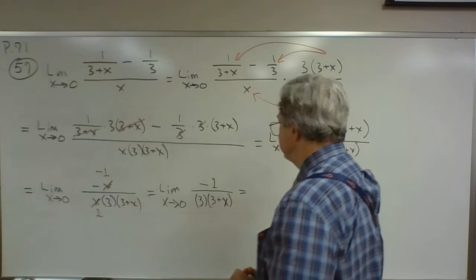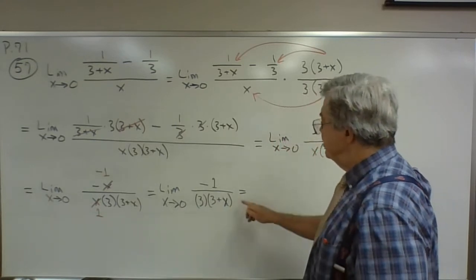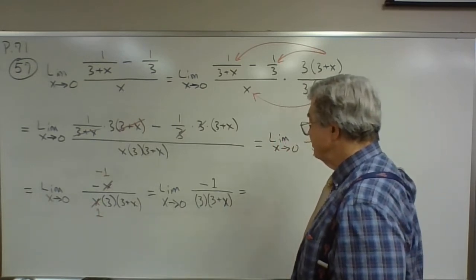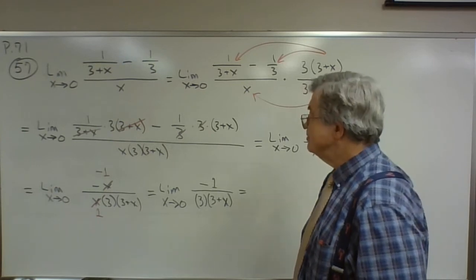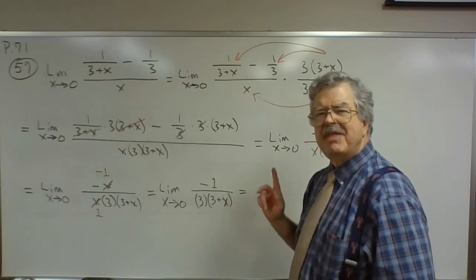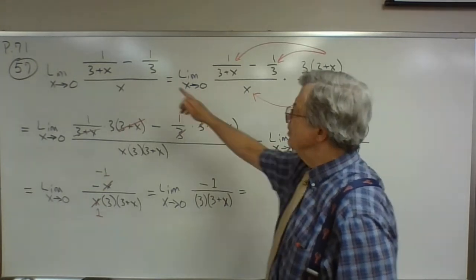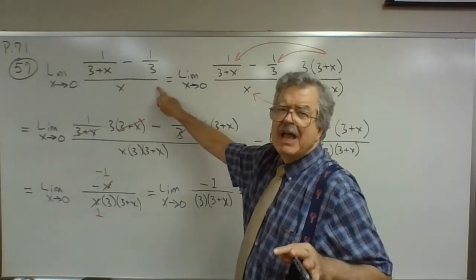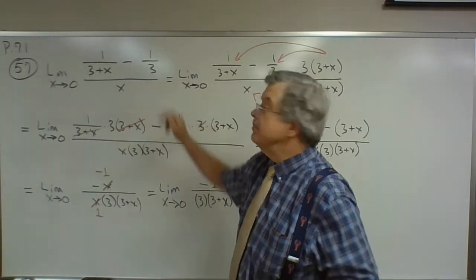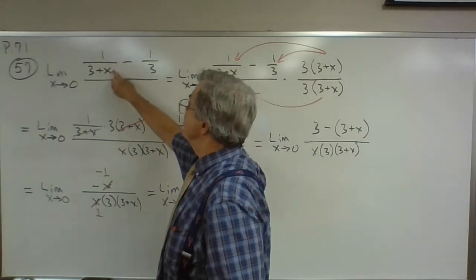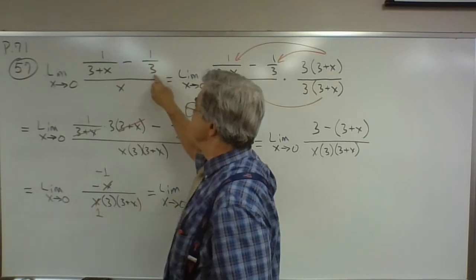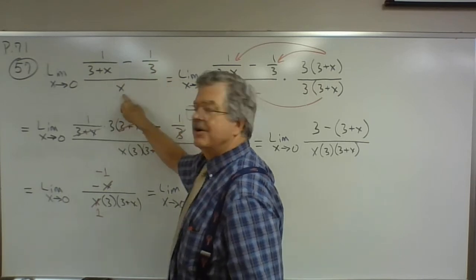You know what? If we plug in here, we're not going to get 0 by 0. And that really was the main problem when we started out. Yeah, we had a complex fraction. But if we plugged in 0 for x here, we get 1/3 minus 1/3 is 0 on top, 0 on the bottom.